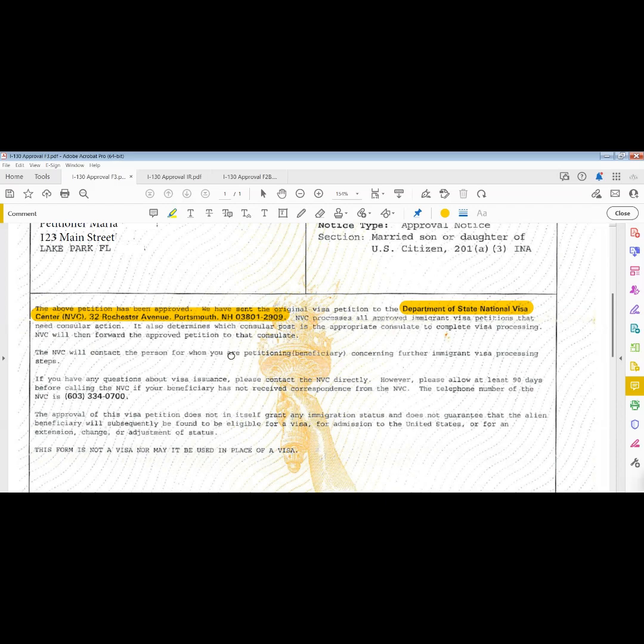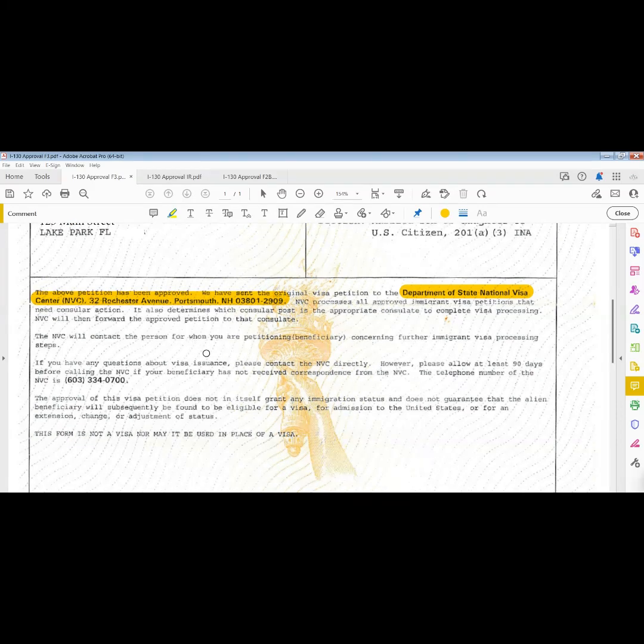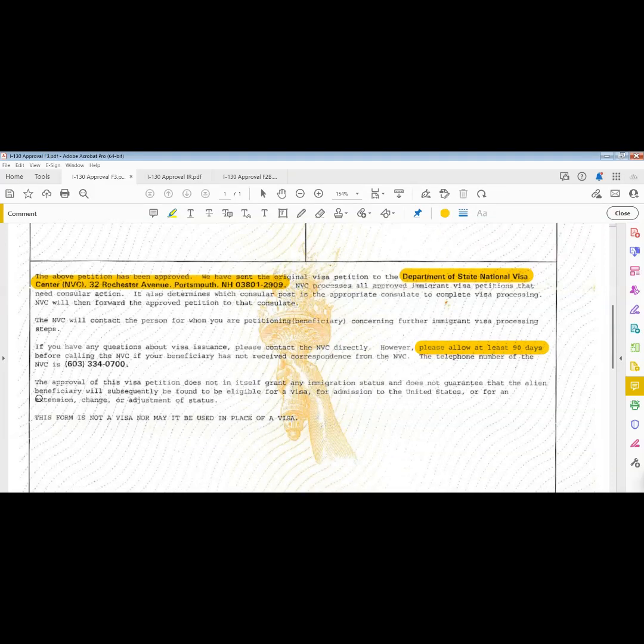It also gives you an idea of how long it might be before you hear anything about the next steps. We can see here it says, please allow at least 90 days before calling the NVC. And the approval notice points out that this approval notice does not grant any benefit. It does not grant any work authorization, any immigration status, any protection. It is not a visa. It is simply the recognition of the immigration status of the petitioner and the recognition that this person is their relative in the way described, whether that be the spouse of a United States citizen or the spouse of a legal permanent resident or the unmarried son or daughter of a legal permanent resident, etc.